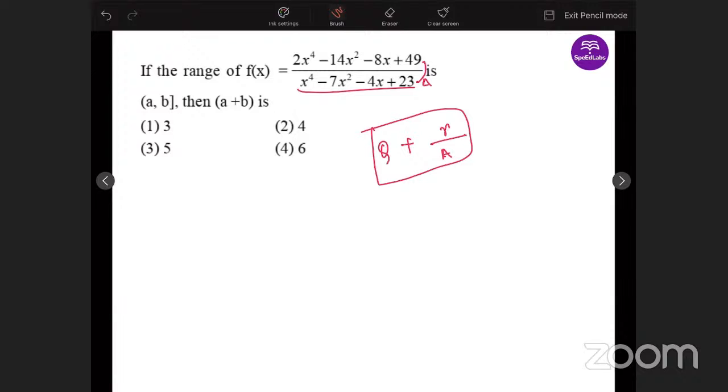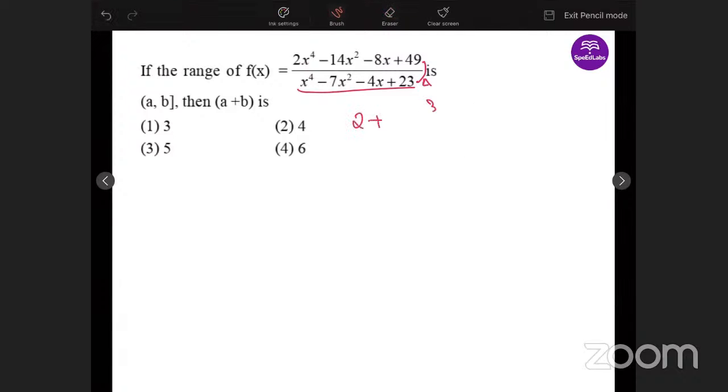I'll just give you a couple of minutes. Please solve and let me know. Sir, I got it. It's 2 plus remainder 3 divided by x power 4 minus 7x square minus 4x plus 23.